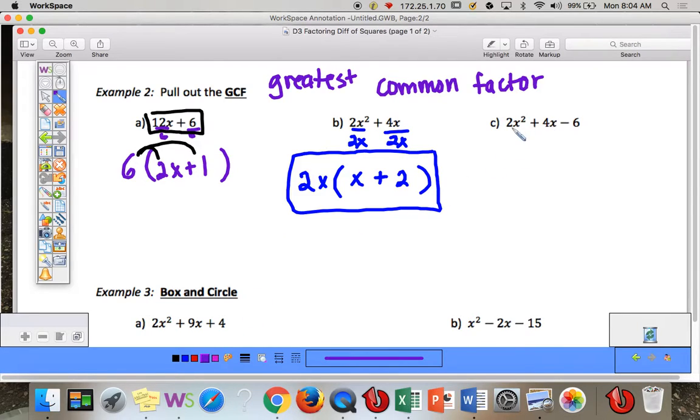All right, the last thing, we have 2x squared, 4x, and 6. We can divide 2, 4, and 6 all by a 2. The 6 doesn't have an x, so we cannot divide any of these terms by any x's. So here's just 2. Divide everything by 2. And we'll get x squared plus 2x minus 3.